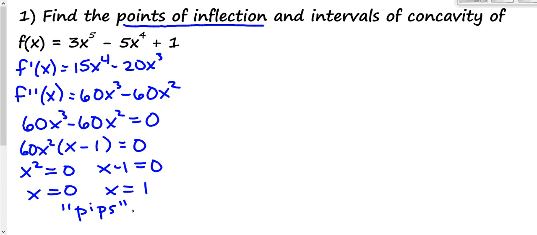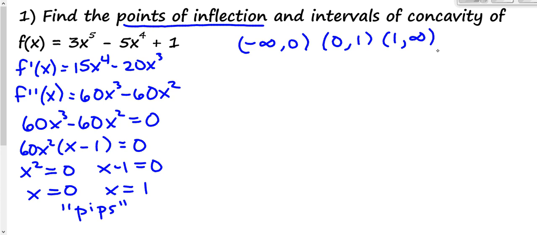So here's what we do. We divide the number line into intervals, and we divide the number line at those points. So we have negative infinity to 0, 0 to 1, and 1 to infinity. This should remind you of the first derivative test, where we took the zeros from the first derivative, made intervals, and looked at increasing and decreasing behavior. It's very, very similar. We're taking these points, making intervals, and we're looking at concave up and concave down behavior.